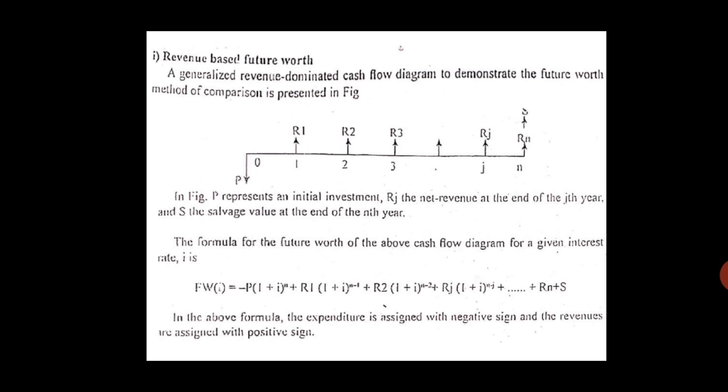A generalized revenue dominated cash flow diagram to demonstrate the future worth method of comparison is presented in the figure. You can see, P is the initial investment, Rj is the net revenue at the end of the jth year, and S is the salvage value at the end of the nth year. So the formula again with the cash flow diagram: future worth at interest rate i is equal to minus P(1+i)^n plus R1(1+i)^(n-1) plus R2(1+i)^(n-2) plus Rj(1+i)^(n-j) plus Rn plus S. So again, the expenditure is assigned a negative sign and the revenues are assigned a positive sign.